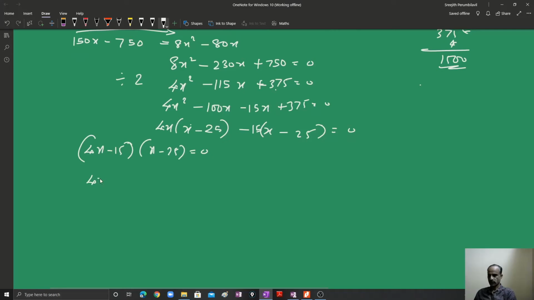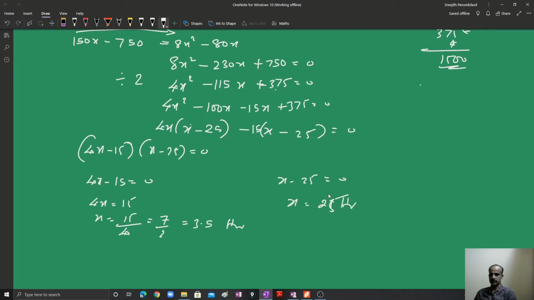This is 4x − 15 = 0, 4x = 15, x = 15/4 or 3.75 hours. Or next, x − 25 = 0, x = 25 hours. Which one shall we take? Suppose we take this.